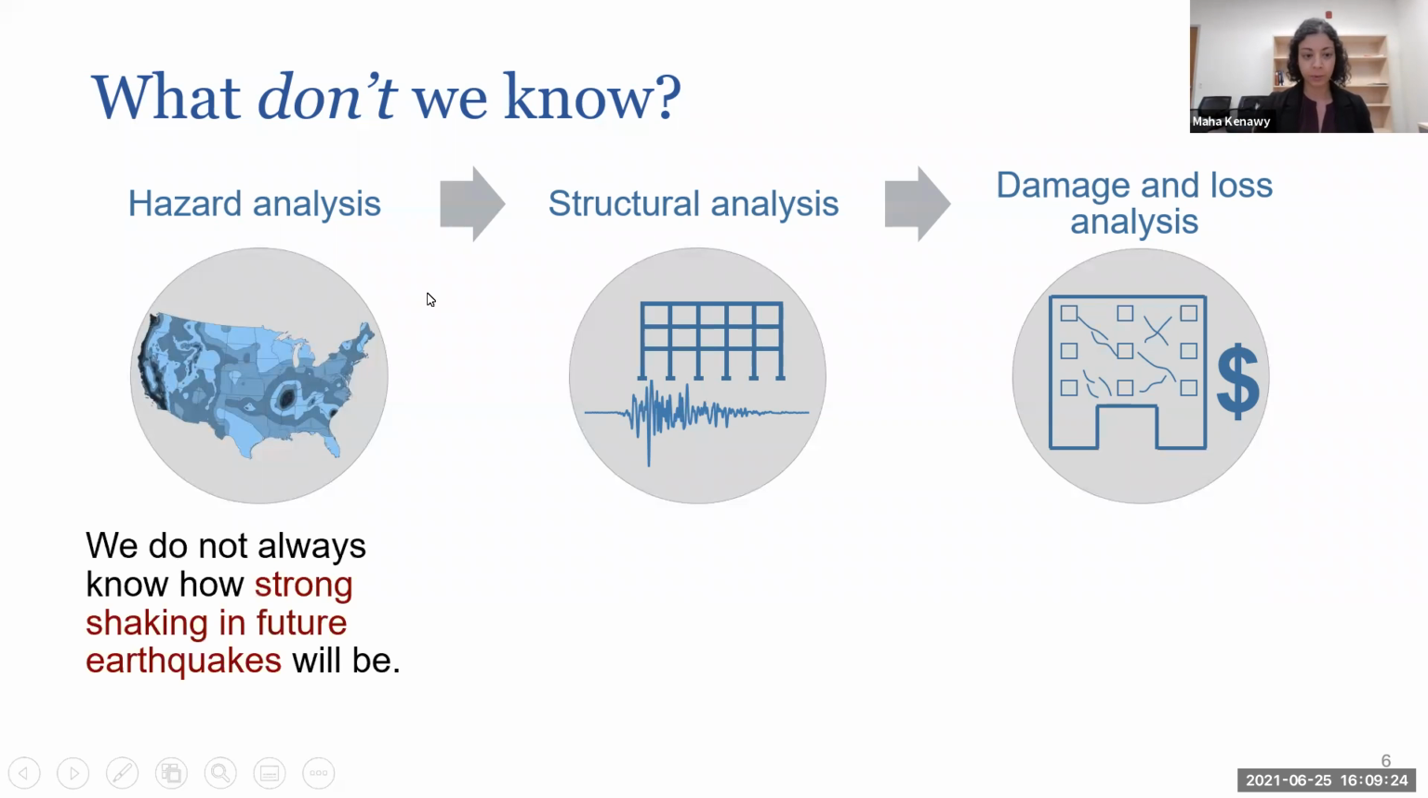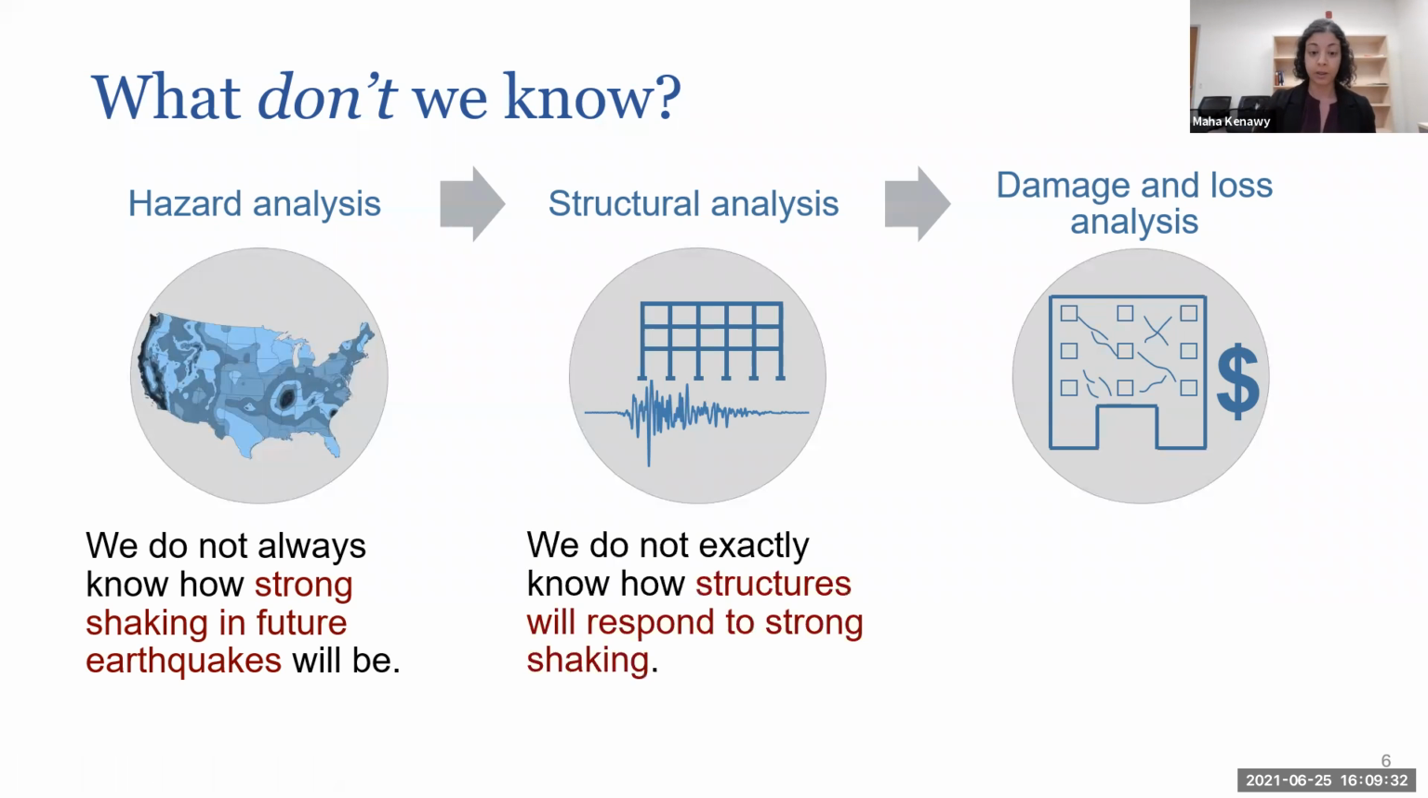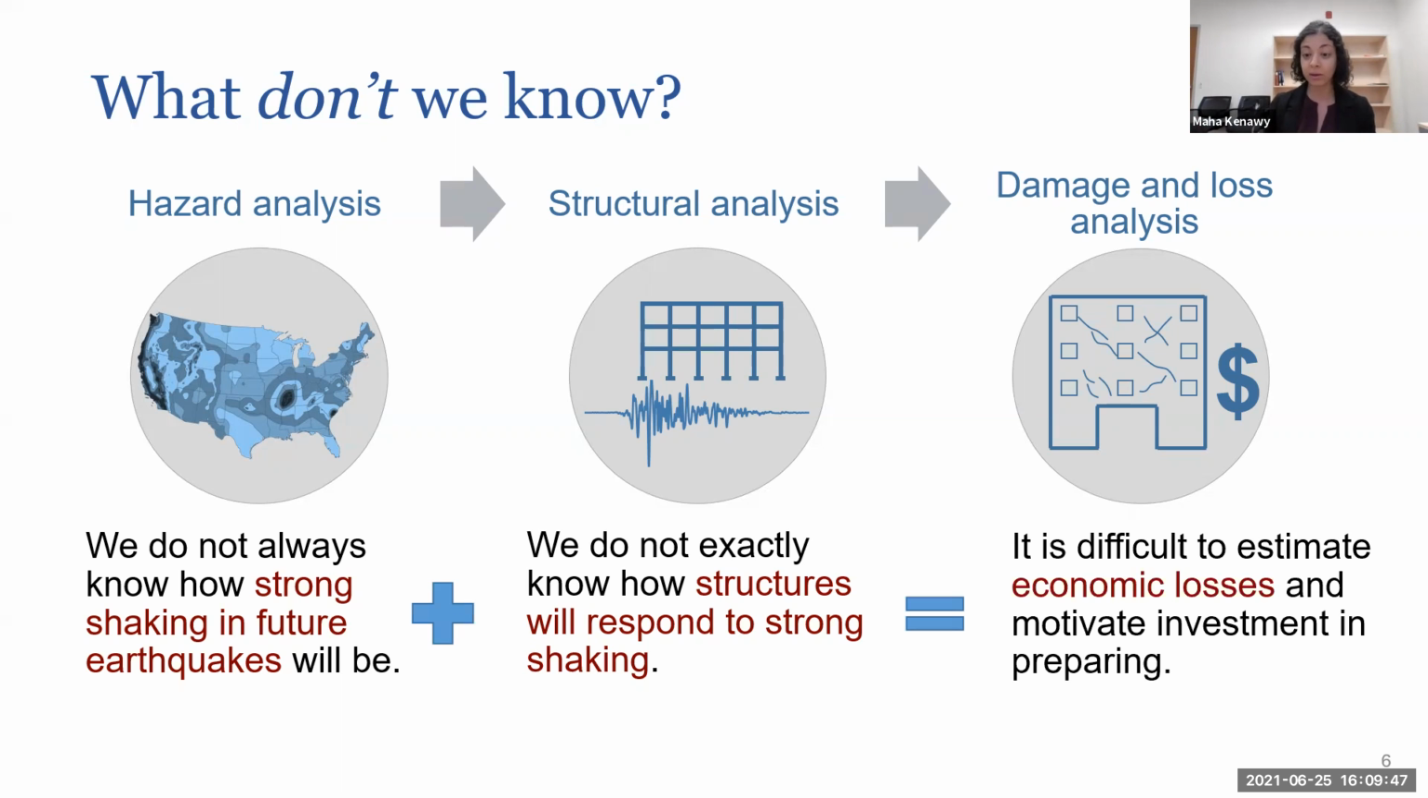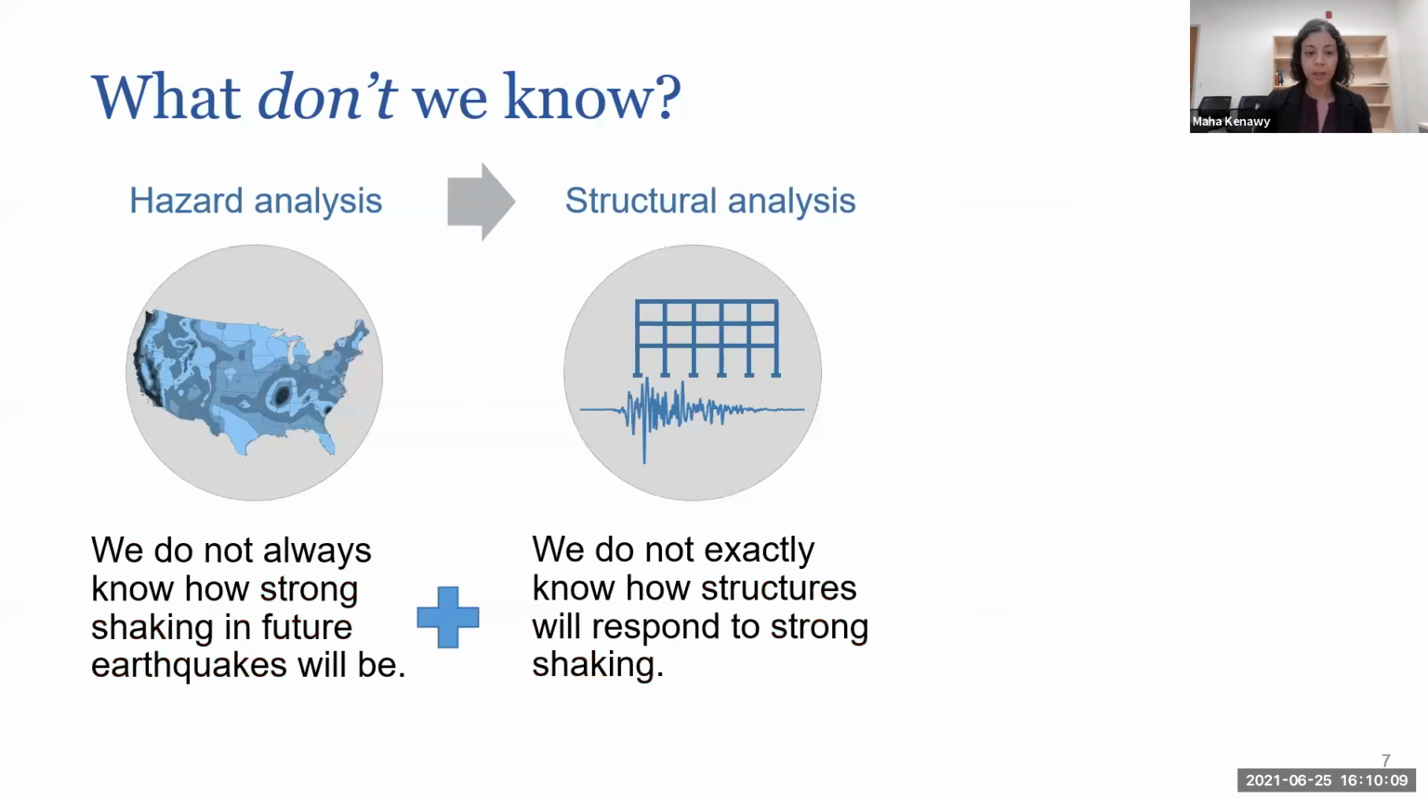So the problems here are that we don't always know how strong shaking in future earthquakes will become. And we also don't exactly know how structures will respond to strong shaking. We know some about that, but as the shaking gets stronger and the structures get more complex, we don't always exactly know. And so these two sources of uncertainty together make it difficult for us to estimate economic losses from earthquakes. And they make it more difficult to motivate investment in preparing. For example, to pass policies that allow people to retrofit or mandate retrofit of older buildings or buy into earthquake insurance and so on. So I'll focus on these two areas here, the analysis of the earthquake hazard and the structure. This is where most of my work is.